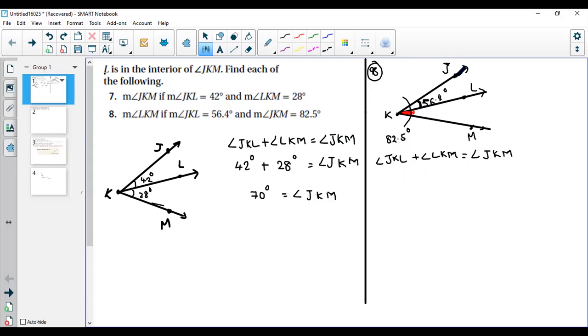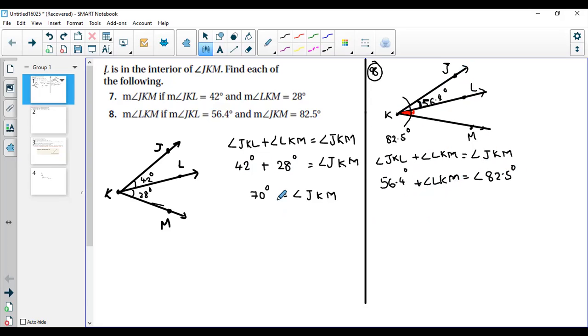Now let's write the numbers in place of these angles. So JKL is how much? It is 56.4 degrees plus LKM. We don't know angle LKM, so we write the same, is equal to, how much is angle JKM? JKM is 82.5 degrees. Now, you have an idea how to solve this.